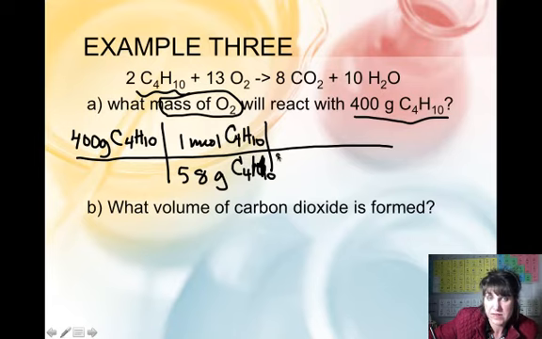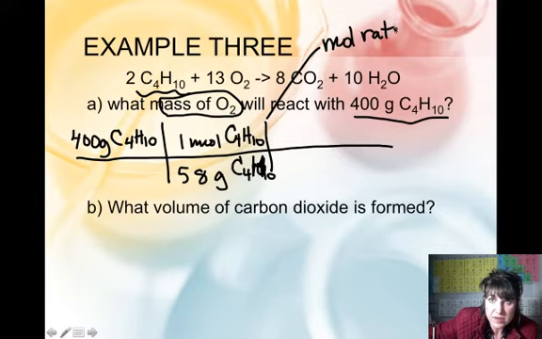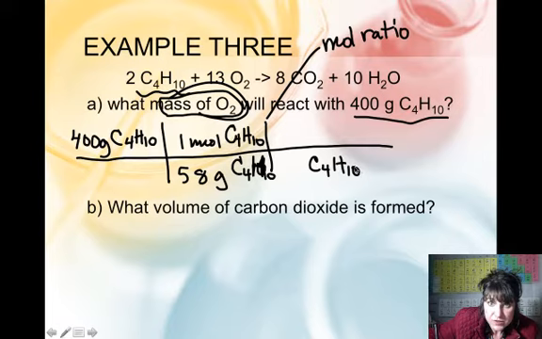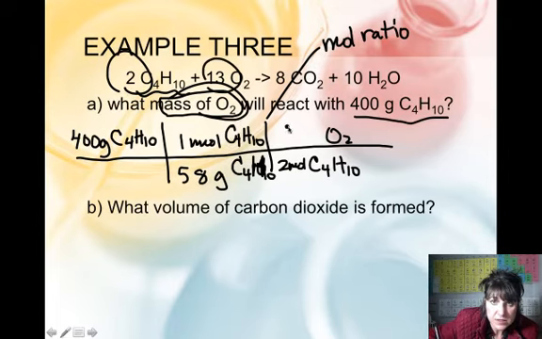Now what's our next step? We changed it to moles. Now's the time where we use the mole ratio. This is the step where most students get stuck. We have moles of butane. We don't want butane. We want oxygen here. So I'm going to have to change butane into oxygen. We use the mole ratio then. So how many moles of butane? Our equation gives us 2 moles of butane for every 13 moles of oxygen.